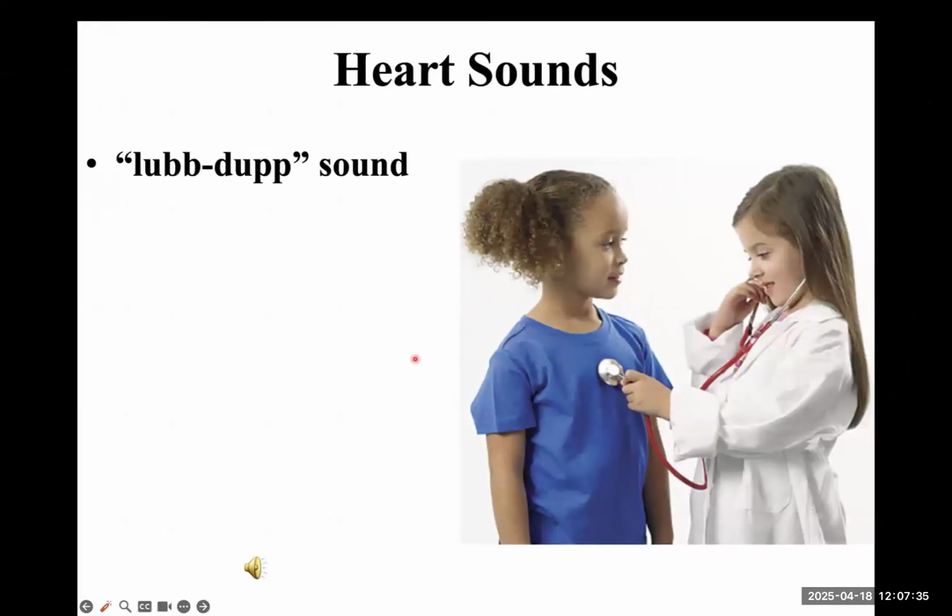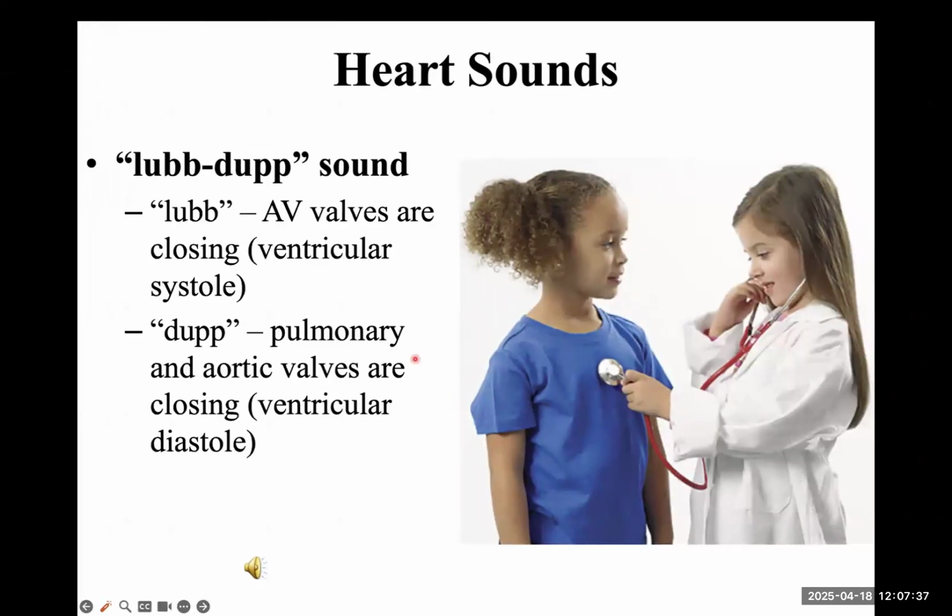That's the normal heart sound. So that's the AV valves closing, and then the pulmonary and the aortic valves are also closing. So that's the sound. The AV valves closing is the lub sound, and the pulmonary and aortic valves closing is the dub sound.